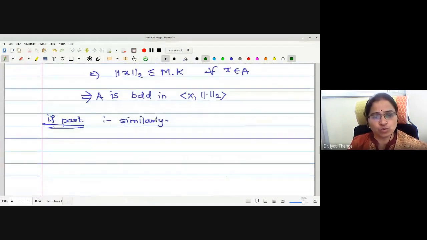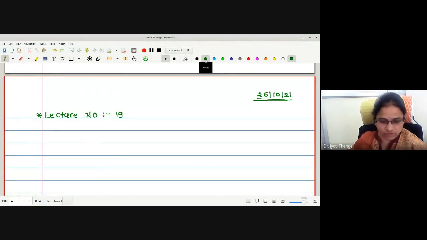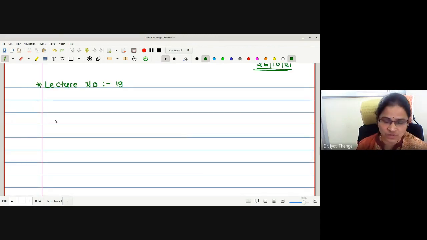Now let us move towards the theorem depending on the properties of equivalent norms. Now in this theorem, we are going to show that if the sequence is Cauchy in one norm, then it is Cauchy in the second norm as well. Same is true for the convergent sequences. So let me write this statement.